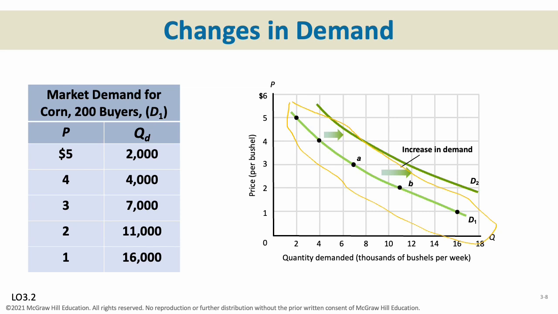What about the second curve, which I'll annotate with the red arrow right here? Well, with this second curve, we now have more demand at all possible prices. So what could actually cause the demand curve itself to shift and for us to have more demand at all possible prices?